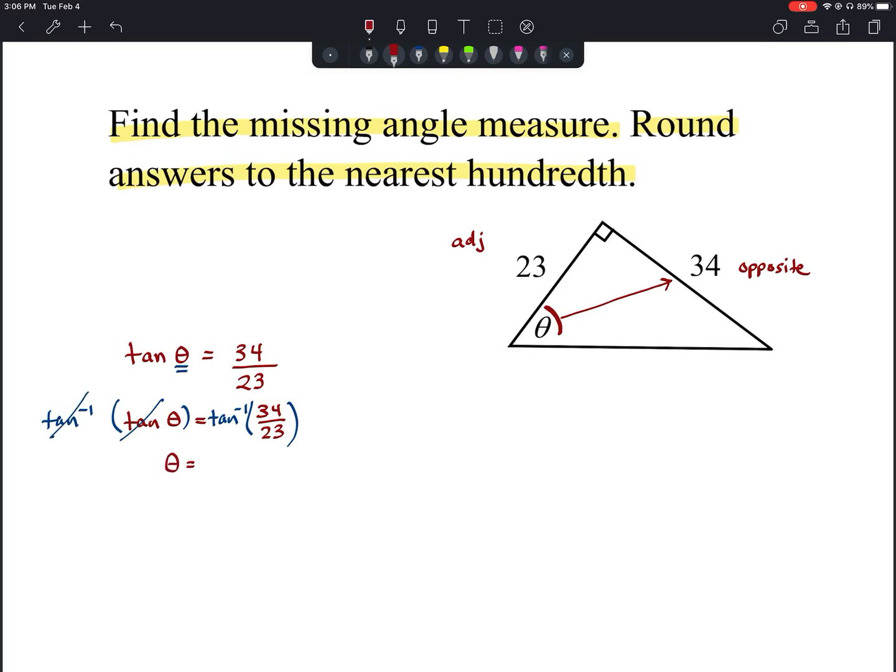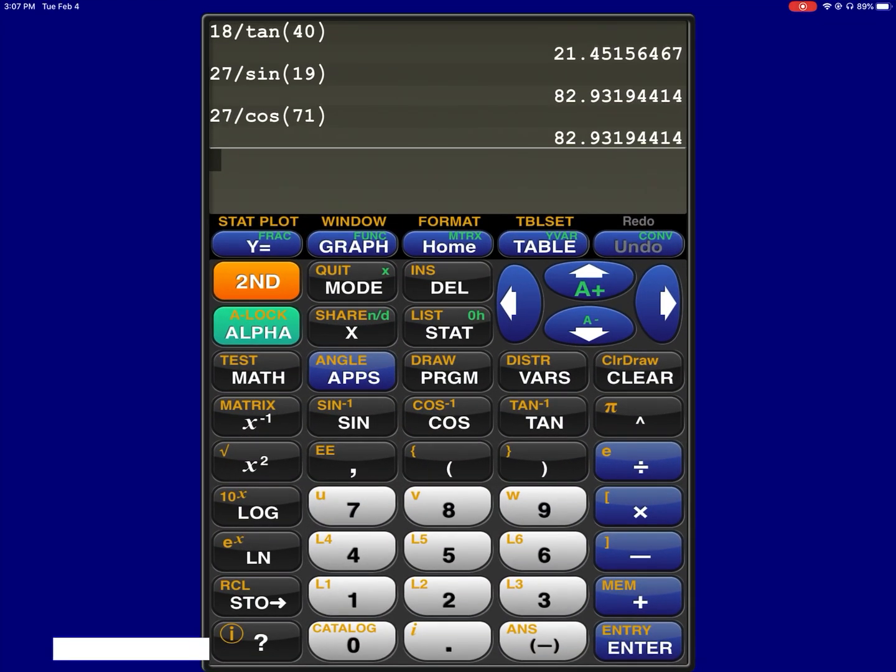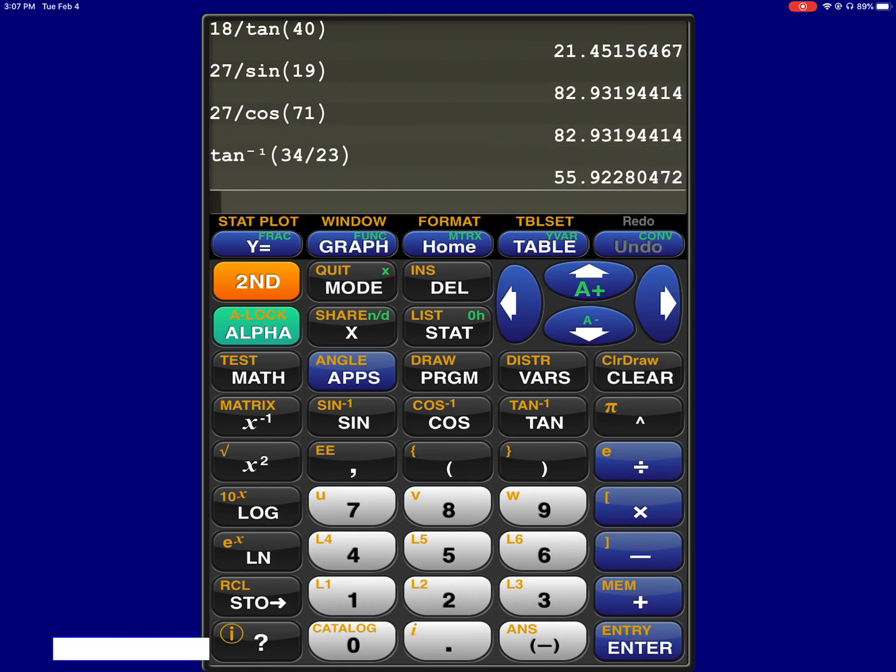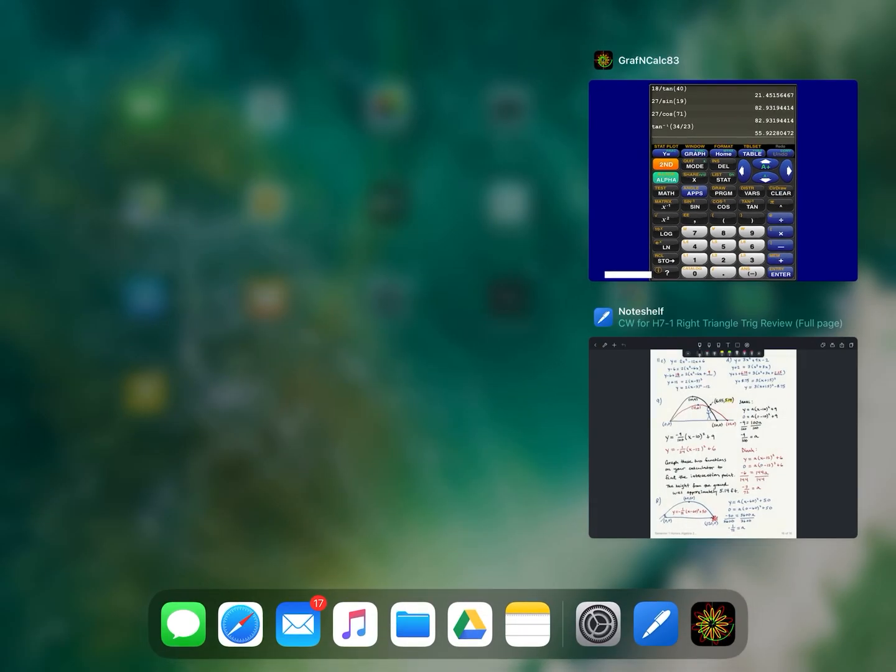on the left side. And then we're going to just end up typing in on our calculator the inverse tangent of 34 divided by 23. Let's go ahead and jump into our calculator and do that. So I have to do second tangent on this calculator here, and I'm going to do 34 divided by 23. And after we hit enter here, we end up with about 55.92 degrees.